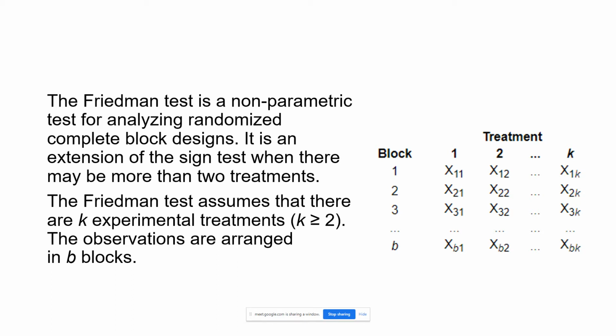So in analyzing a randomized block design, sometimes the data consists of only the ranks within each block. Other times, you cannot assume that the data from each of the groups are from normally distributed populations. So in this situation, you can use the Friedman's rank test.